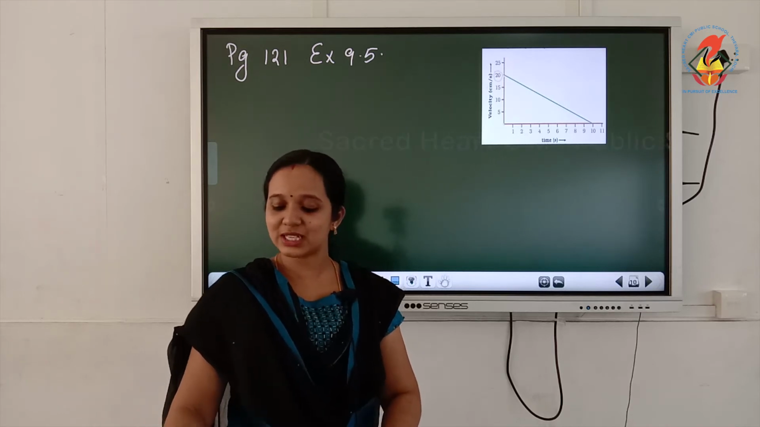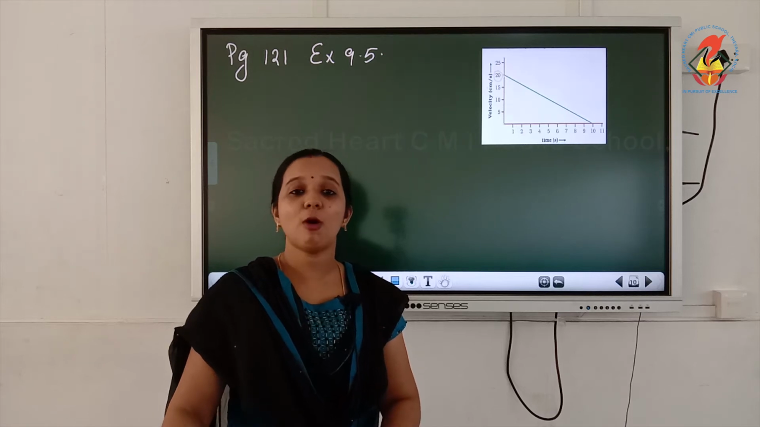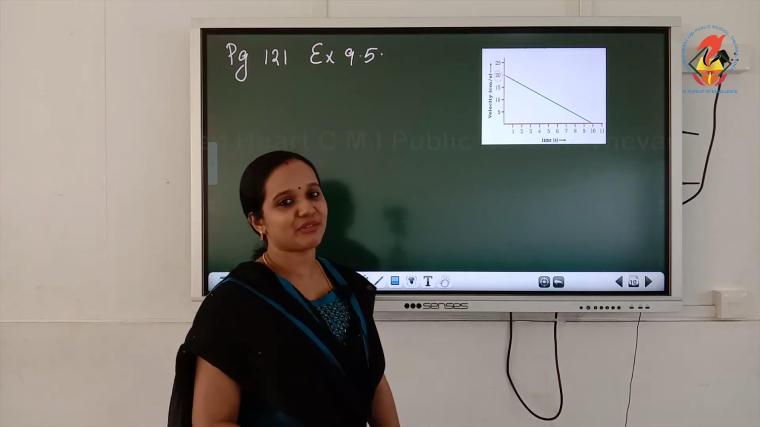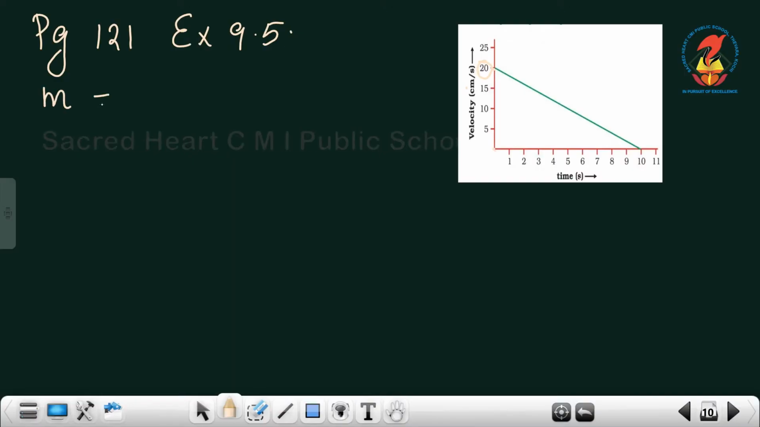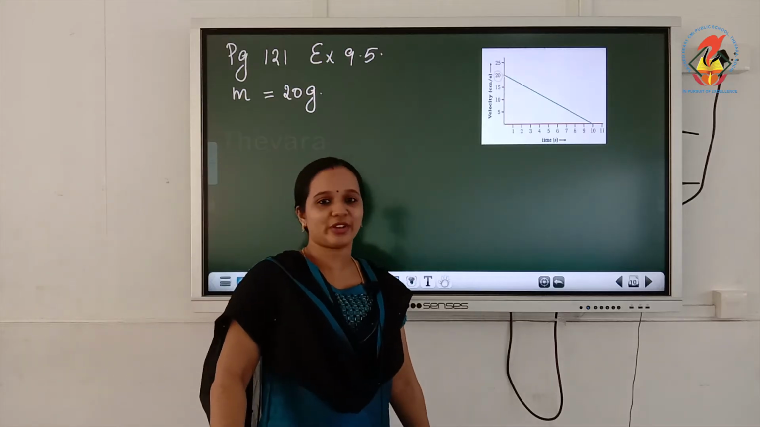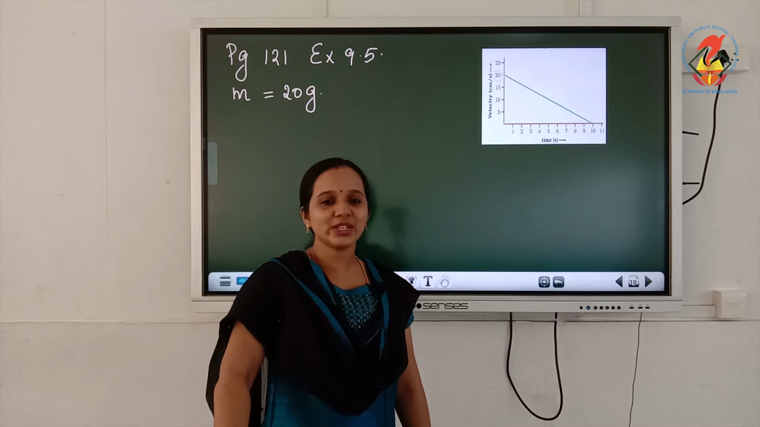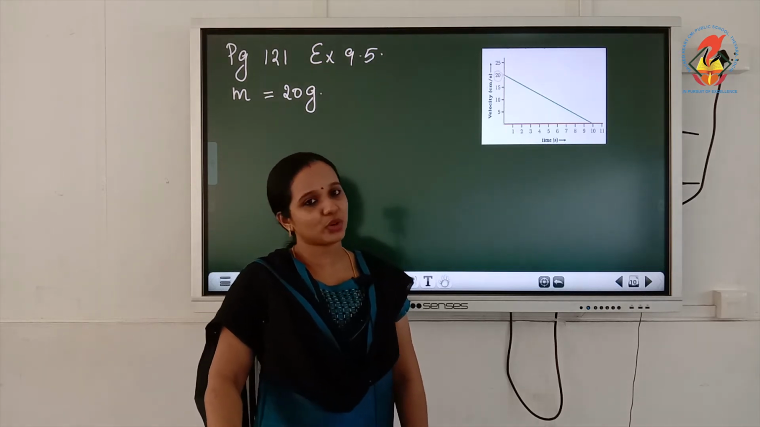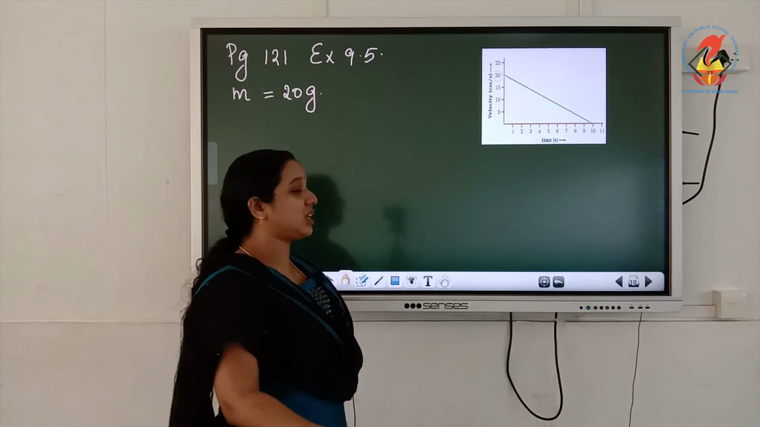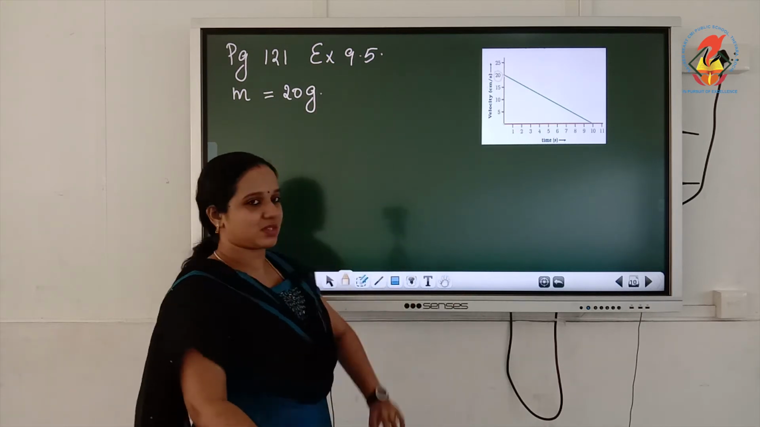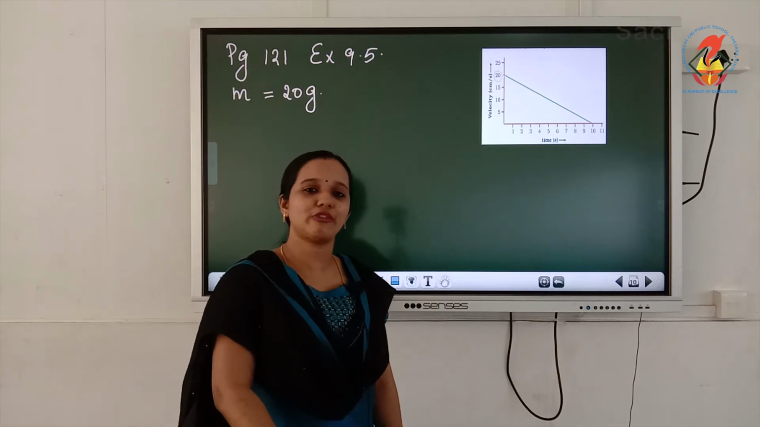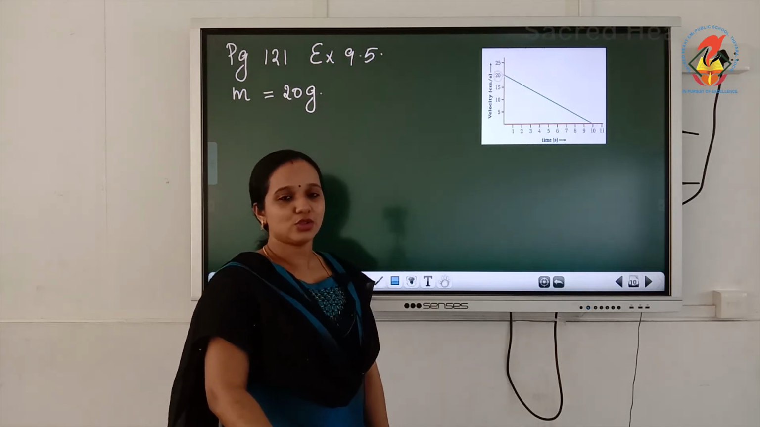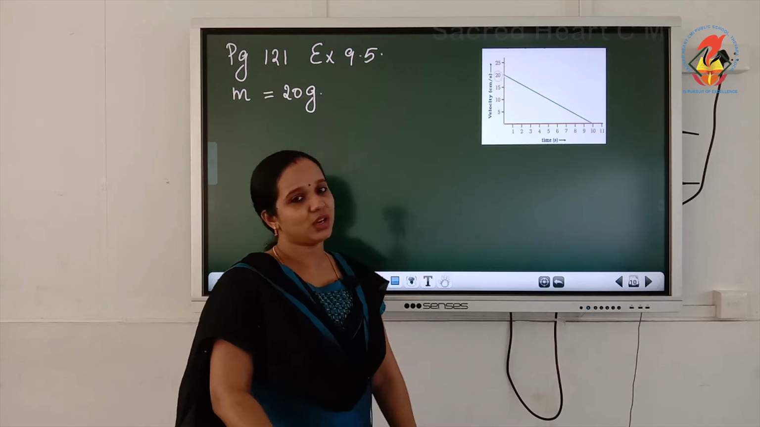The velocity time graph of a ball of mass 20 gram. So, mass of the ball is given as 20 gram. And we know that when we do any numerical problems, the units given should be in SI unit, or else we need to convert it. Here mass is given in the unit grams, and we know that the SI unit of mass is kilogram. So, we need to convert gram into kilogram.